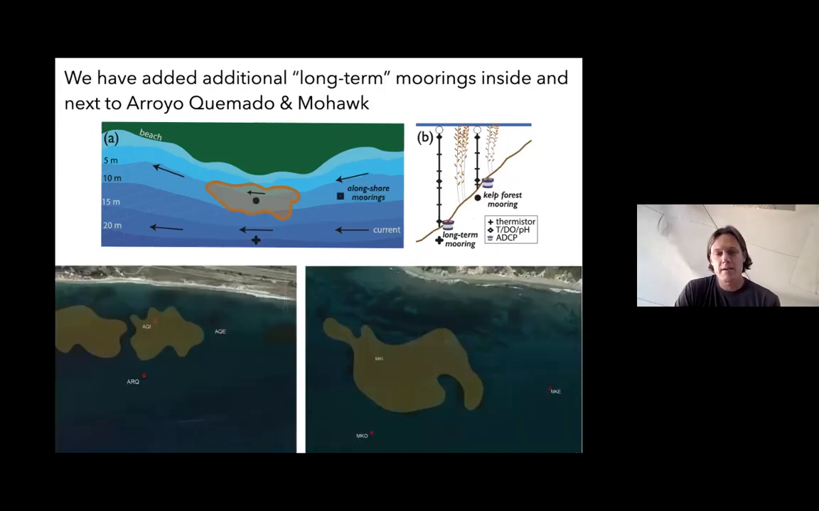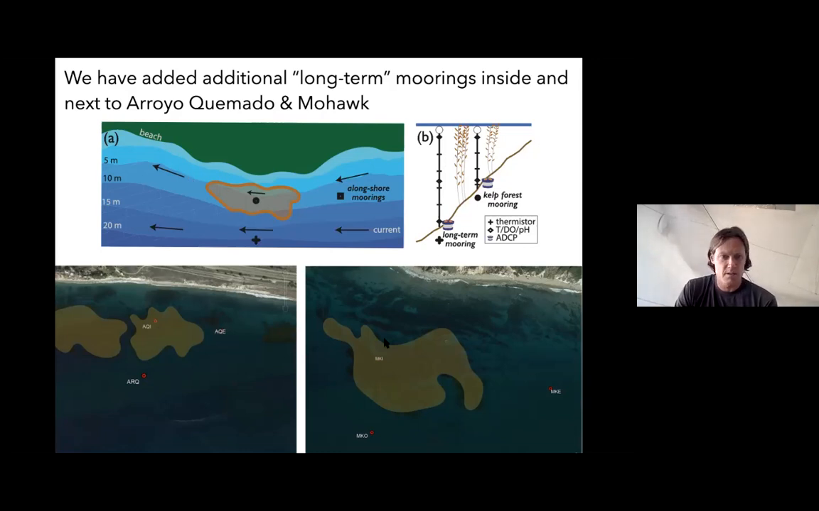As part of the idea of theme 2, this in and out idea, we've added additional long-term moorings, both inside and next to Arroyo Quemado and Mohawk. Basically what we've added inside the kelp forest is a paired array similar to what's outside, where we've added a current profiler, and by we, I mean Clint. Thank you, Clint. As well as a vertical mooring that has thermistors and some CTD measurements throughout the water column. And we've done this at both Arroyo Quemado and Mohawk.